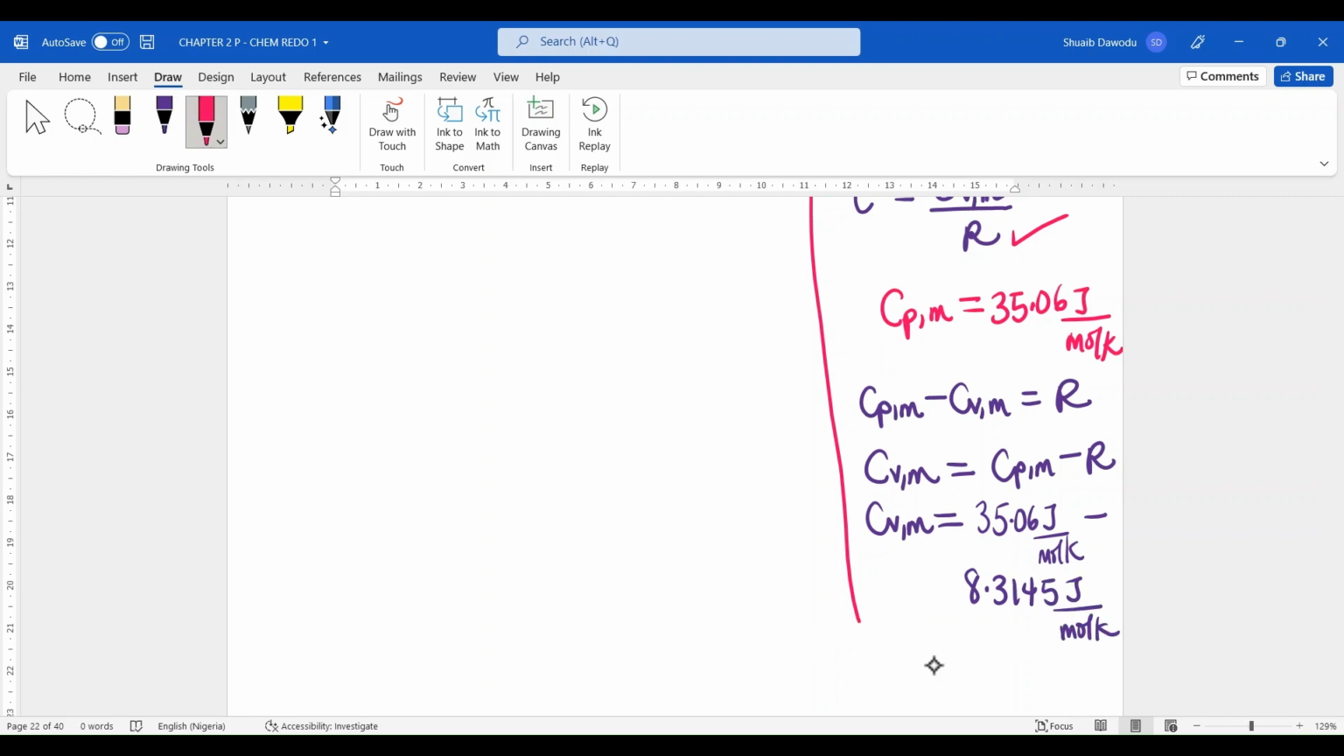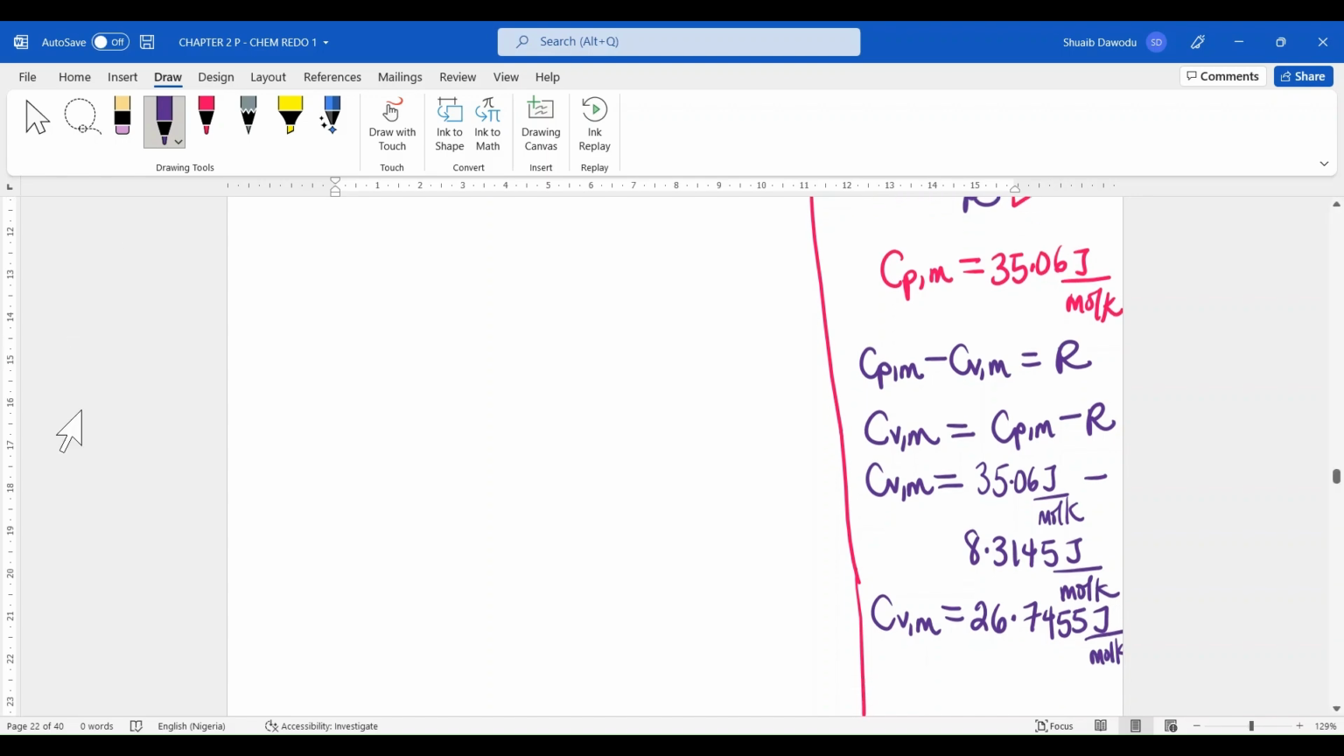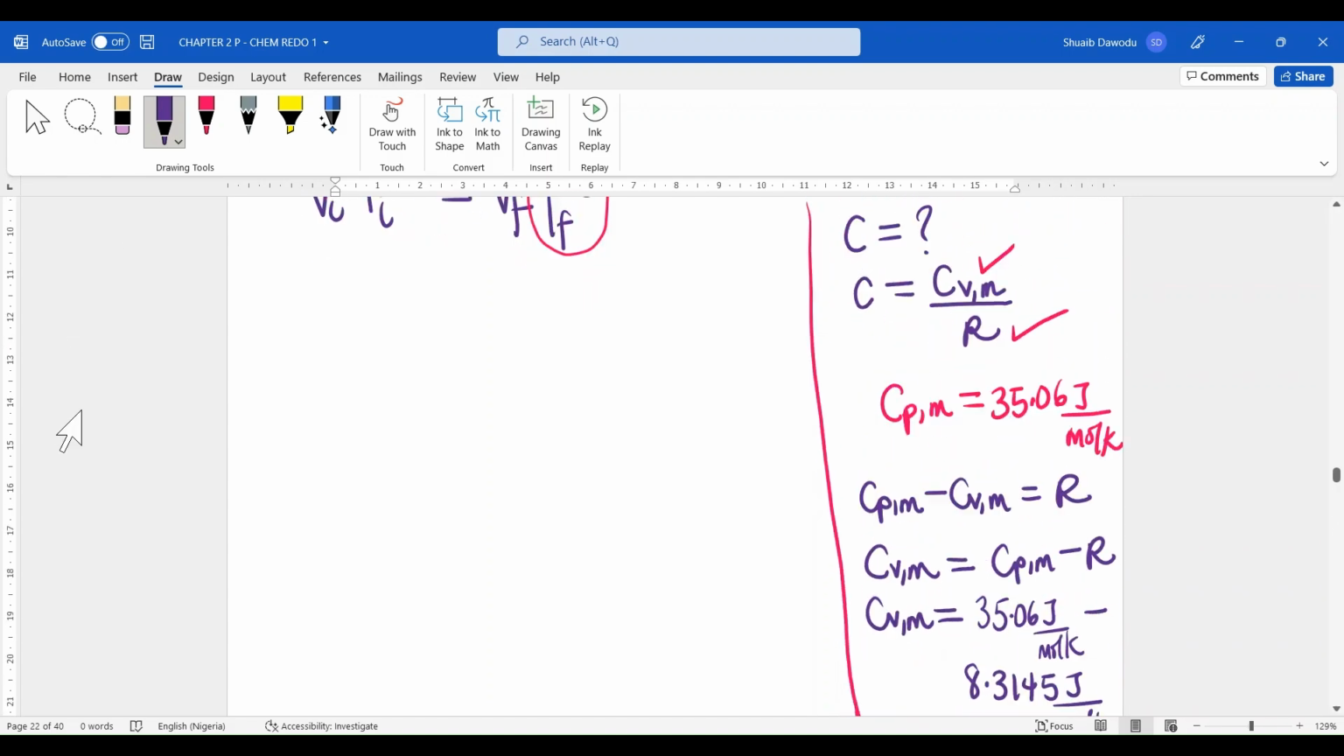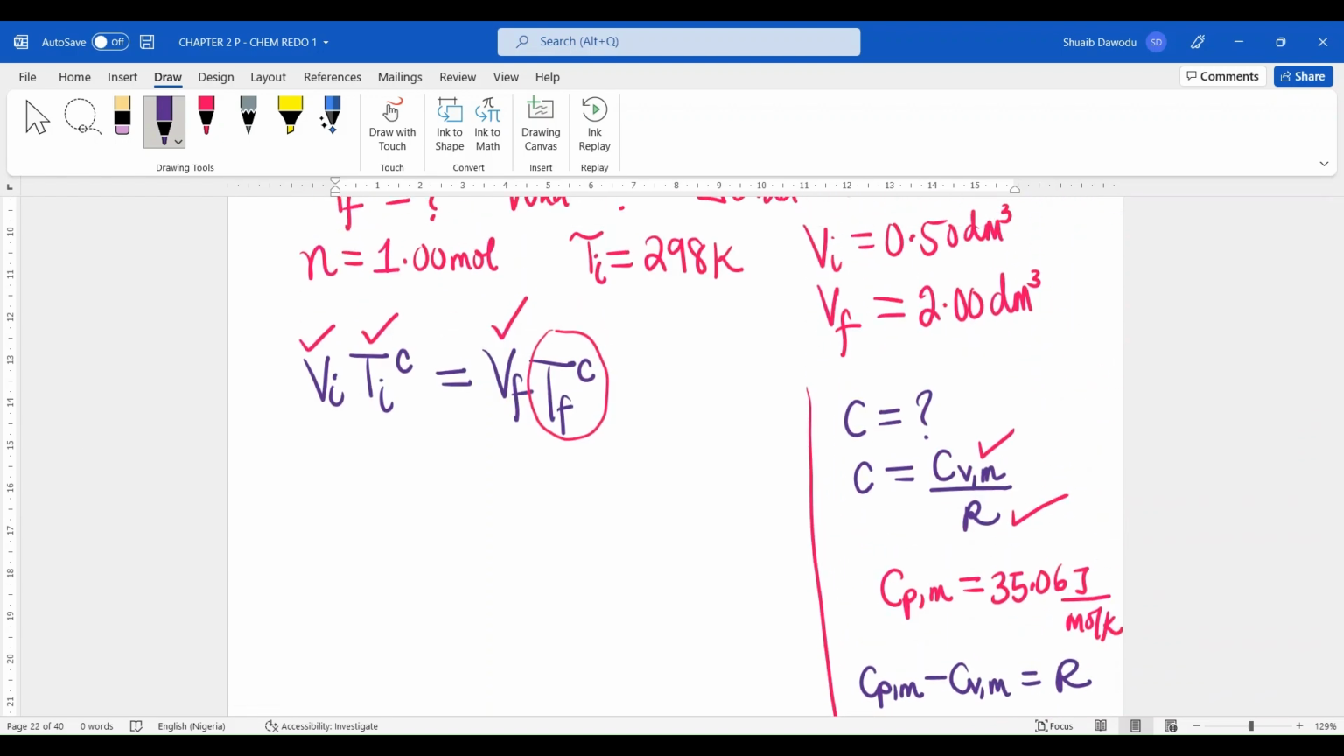So C_V,m is simply subtracting this, and we end up with 26.7455 joule per mole Kelvin. So this is basically the answer to this. So we have C_V,m. Well, our work is still not done because we're supposed to determine the value for c.